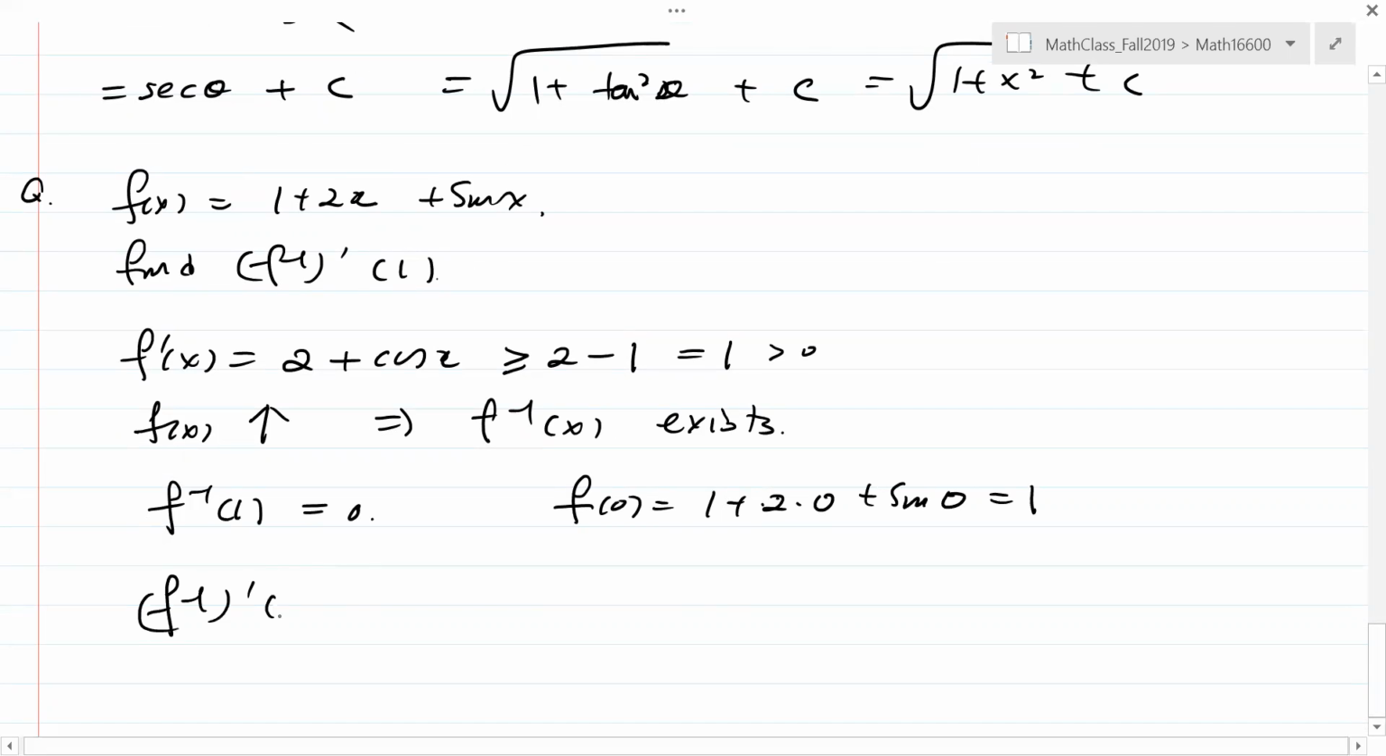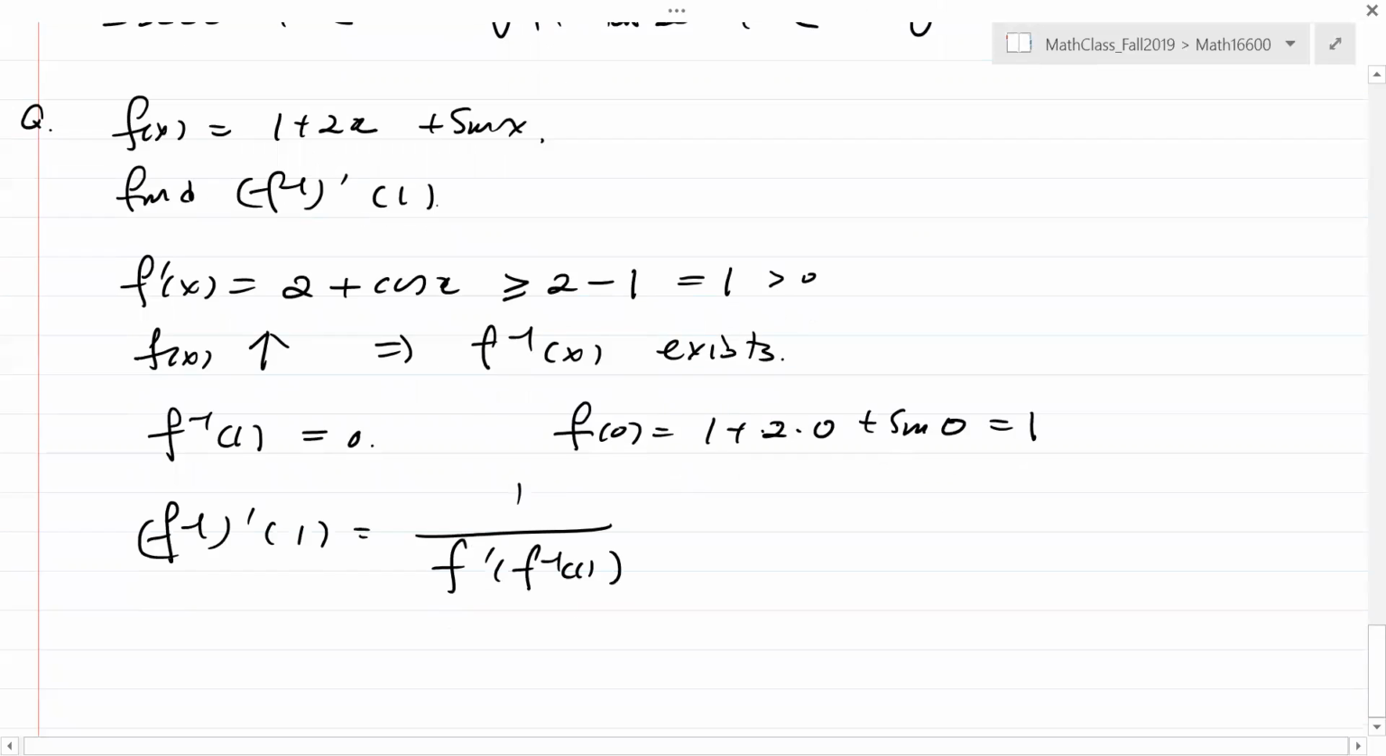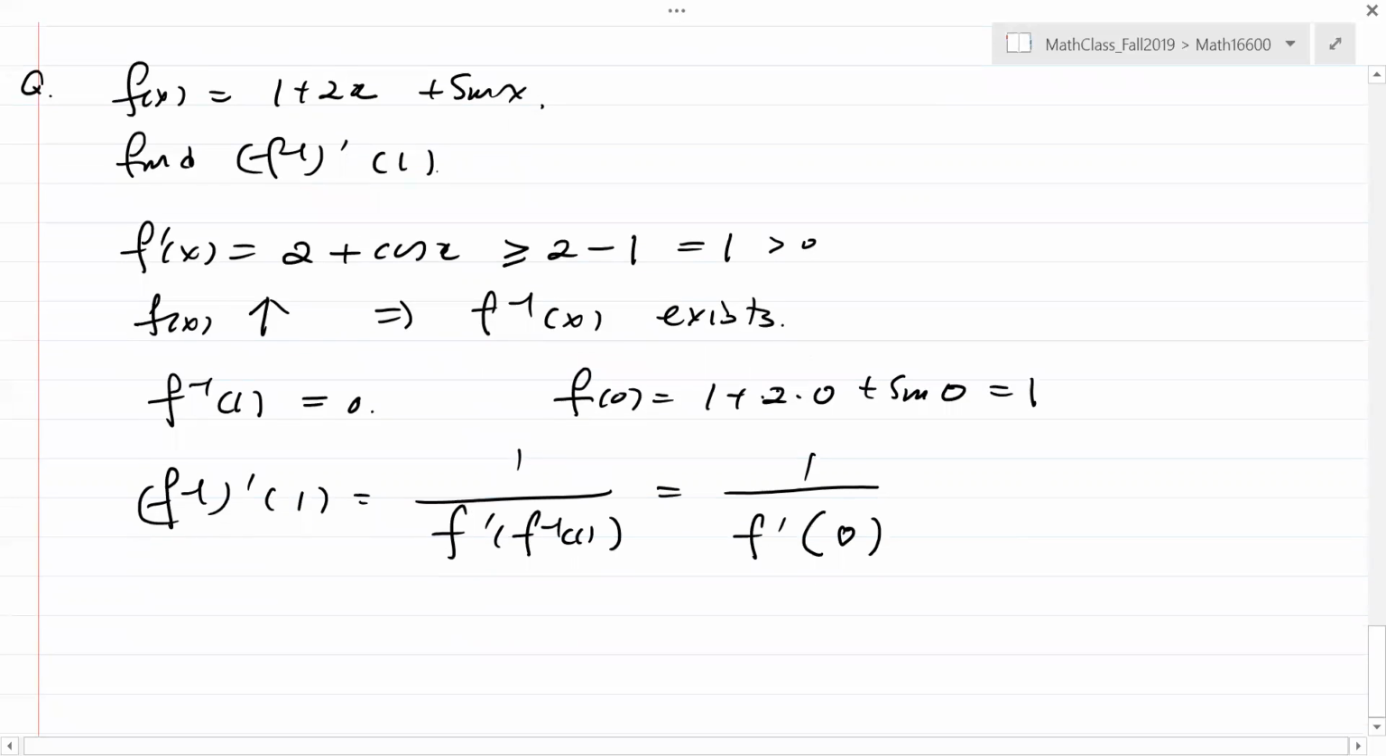Then you have to use the formula to evaluate the derivative. I already know that the value of the inverse at 1 is going to be 0. So all you have to do is evaluate the derivative of the original function at 0. The derivative is 2 plus cosine 0, so the answer is going to be 1/3. Okay?